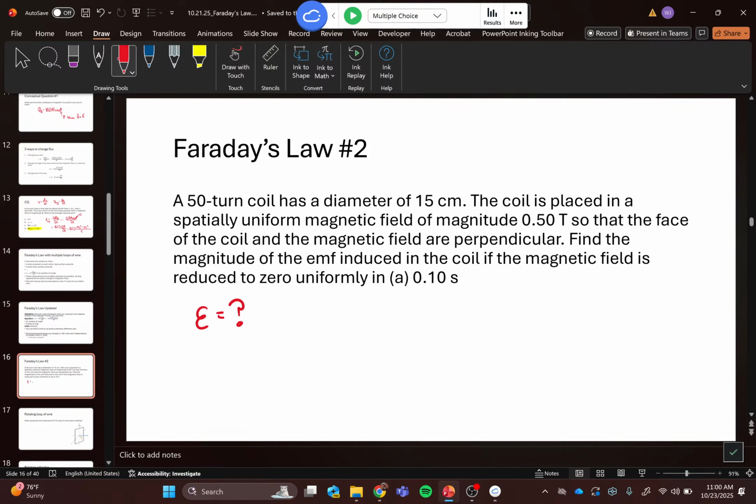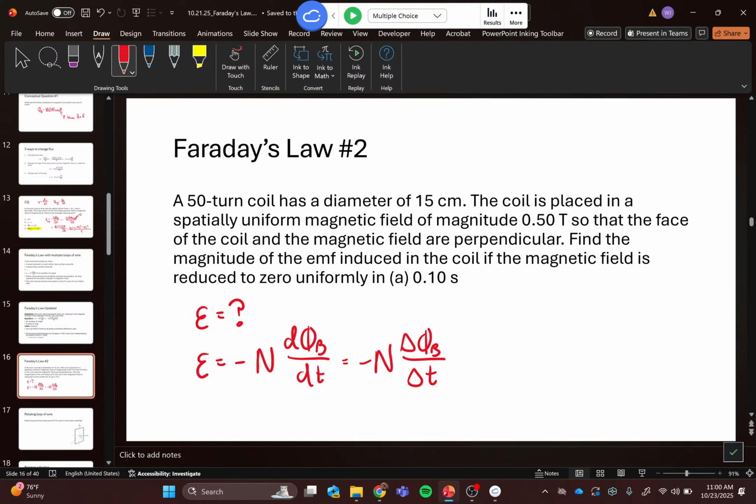EMF. What's the equation for EMF? Negative N dΦ/dt. Now in our case, we're going to look at average, so it's just going to turn it into a delta. It's going to be uniform. We can only do a derivative if I give you a function to actually take the derivative of. So that's going to show up later. We will take derivatives, but we're going to start simple and then do derivatives later.